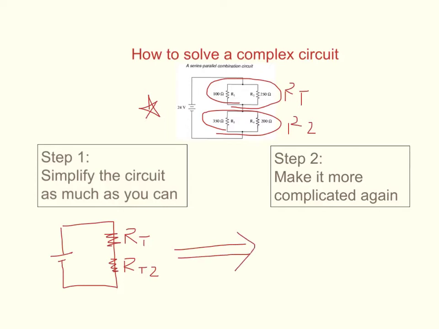When we make it complicated again, we're going to expand on what we already know and turn the circuit back into its original state. We do need to get it back into the original state because we need to solve for the current and voltage drop across each of the four resistors that we are given. Once we've turned it back into the original state, we should have pretty much all of the information that we need.